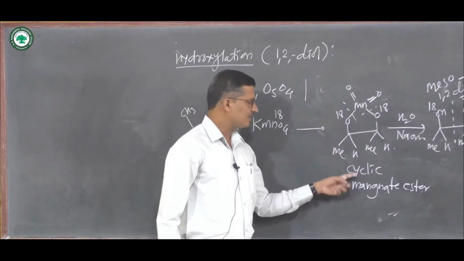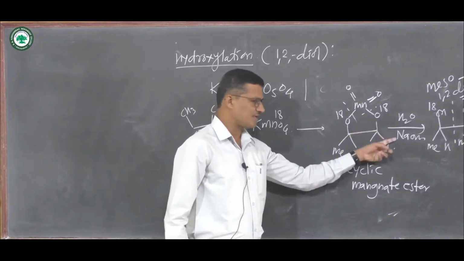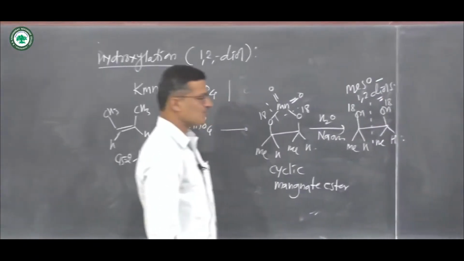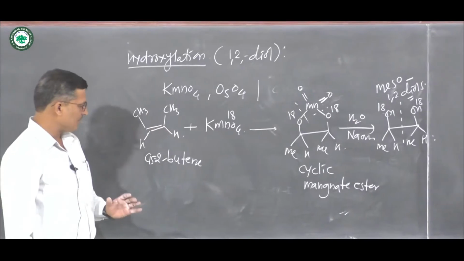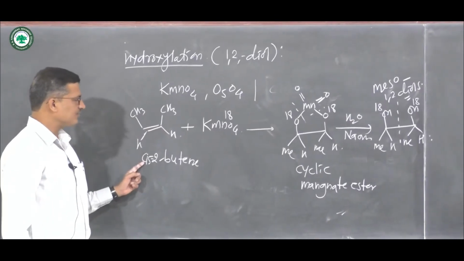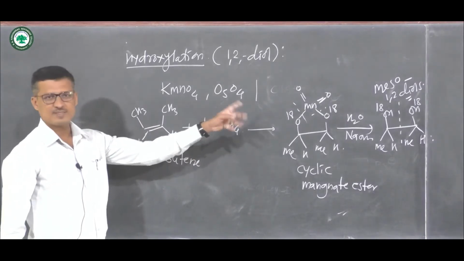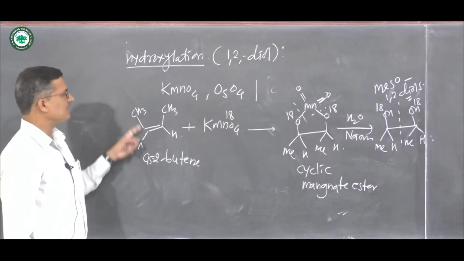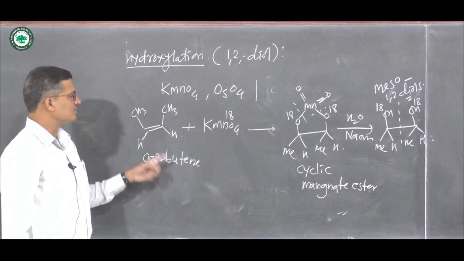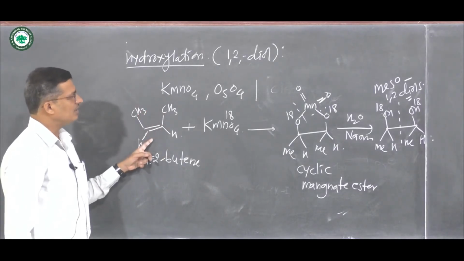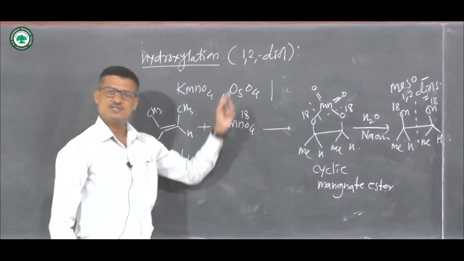Then the cyclic manganate ester is hydrolyzed in the presence of water and NaOH, and there is formation of a meso 1,2-diol. So we remember, we start from cis-2-butene, then we do the cis hydroxylation, then we get a meso product. This is a simple example of the addition of KMnO4 to the carbon-carbon double bond, and there is formation of 1,2-diols.